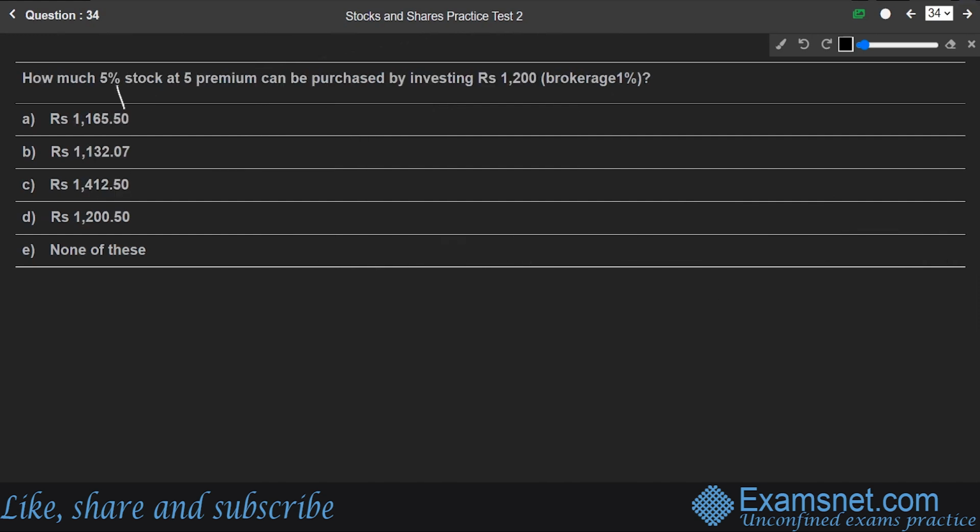How much 5% stock at 5 premium can be purchased by investing 1200 rupees, brokerage 1%. All the values have been given to us. 5% stock means the dividend is 5 rupees over 100 face value. 5 premium value is also given, which means the stock is available higher than the face value by 5 rupees. The total investment of 1200 rupees is also given. Brokerage value is also given, 1% or 1 rupee itself.